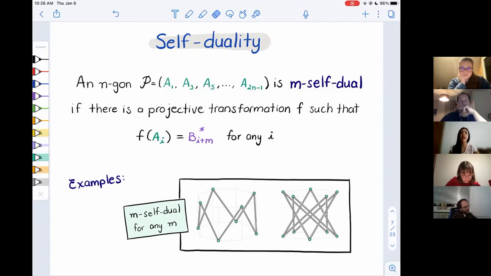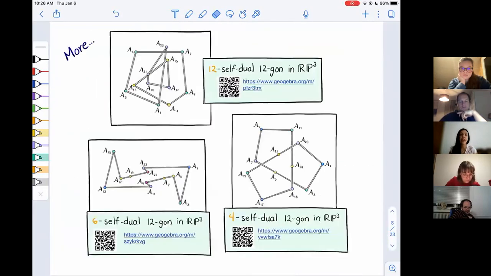All of these are M self-dual for any M, which is not surprising because it's very symmetric, right? But what happens if I play a little bit more with the parameter M that I have here? So for instance, here I have examples of 12-gons in 3-dimensional projective space, and I'm showing some cartoons of self-dual polygons. This one over here is a 12 self-dual 12-gon. This is 6 self-dual, and this is 4 self-dual.